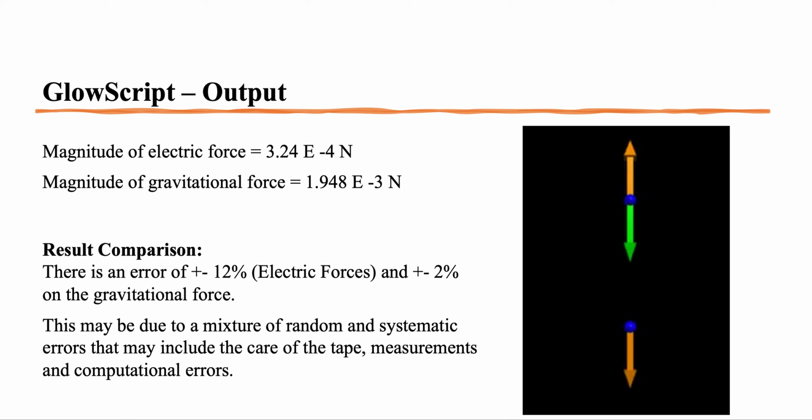Moving on to our results, you can see on the right the output of the code. We have this more or less 2D or 3D image, and the magnitude of the electric force came out to be 3.24 times 10 to the negative 4, and the magnitude of the gravitational force came out to be 1.948 times 10 to the negative 3. I am extremely happy with these results, especially with the gravitational force, as the margin of error was just 2%. Similarly, the margin of error for electric force was around 12%. This may be due to a mixture of random and systematic errors.